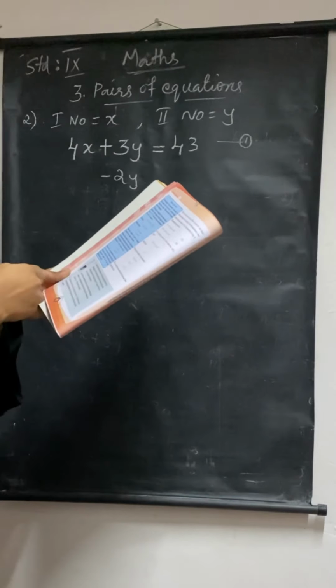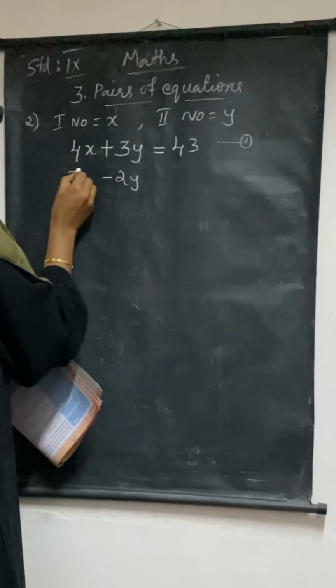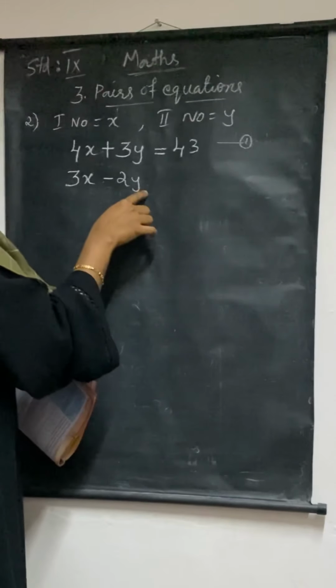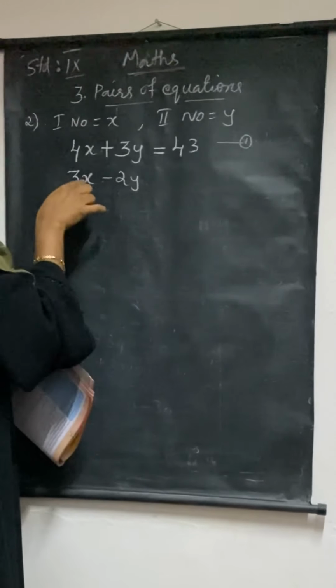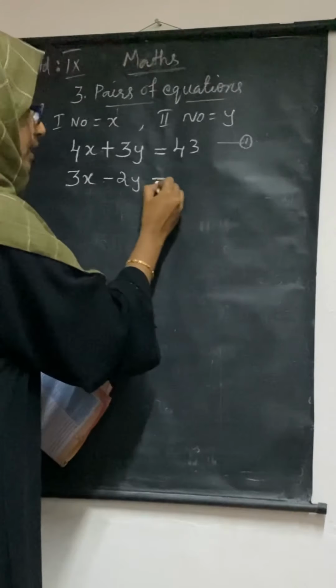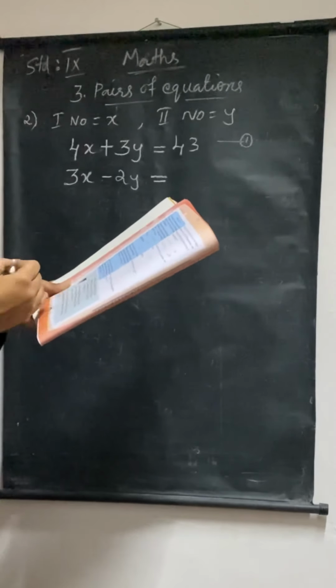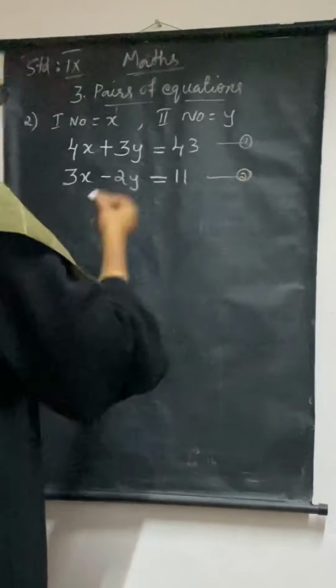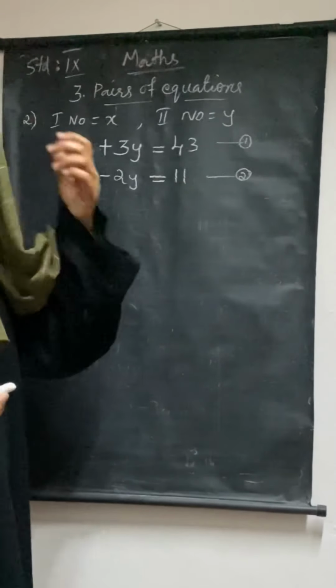Subtracted from 3 times the first, which one, x. 2 times the second number subtracted from 3 times the first, 3x, gives, how much is giving, that is 11. So this is your second equation. So this is the way you have to make an equation.